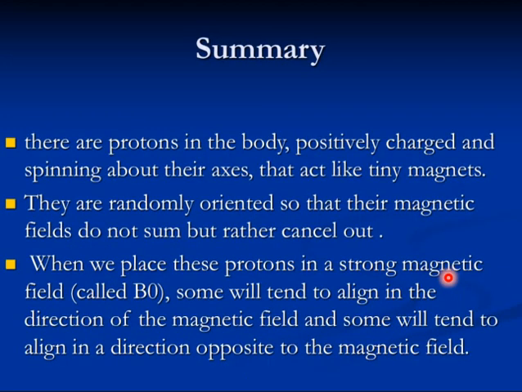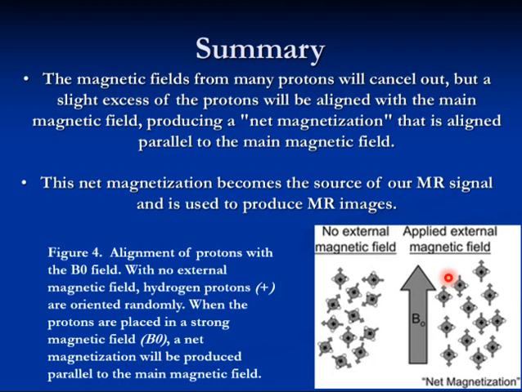Just to summarize, there are protons in the body, positively charged, spinning about their axis, acting like tiny magnets. They are randomly oriented. When we place them in the strong magnetic field, the B0, the main magnetic field, some will align with the direction of the magnetic field. Some will align opposite to it, south and north. The magnetic fields from many protons will cancel each other.